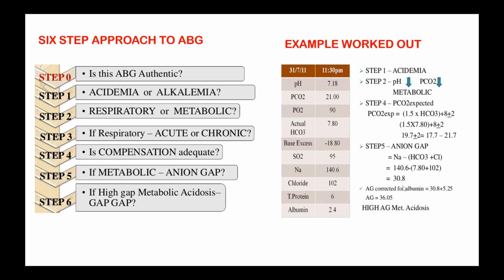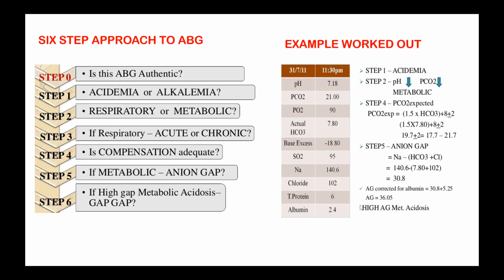Is the anion gap normal? 30.8? Yes, sir. No, sir. High. Increased. Very, very high, isn't it? 12 to 16 is the normal gap. Here it is almost double. Corrected with albumin, it becomes 36.5. So it's a high anion gap metabolic acidosis.